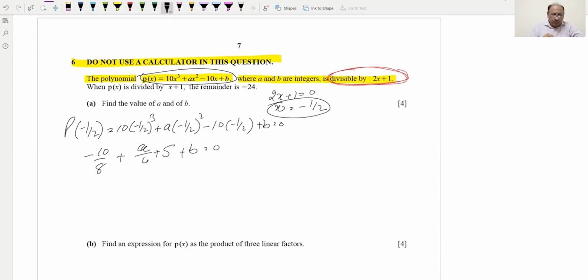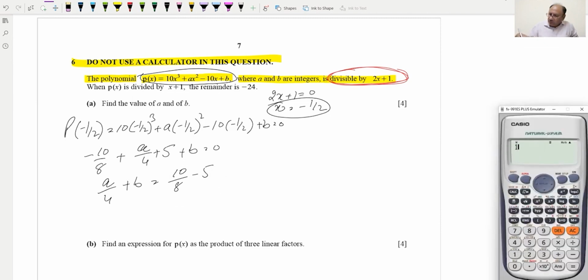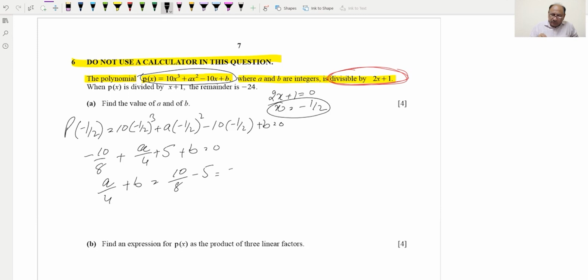Now we can simplify. This should be basically 4 over here, where we made a mistake. So now a over 4. Okay, so what I will do, I will simplify this. So a over 4 plus b is equal to, on the other side, 10 over 8 minus 5. We can solve this, and as I told you, you will have to show complete working. So it is minus 15 over 4, and our equation will be a plus 4b. If we multiply the whole by 4, it will be a plus 4b is equal to minus 15.